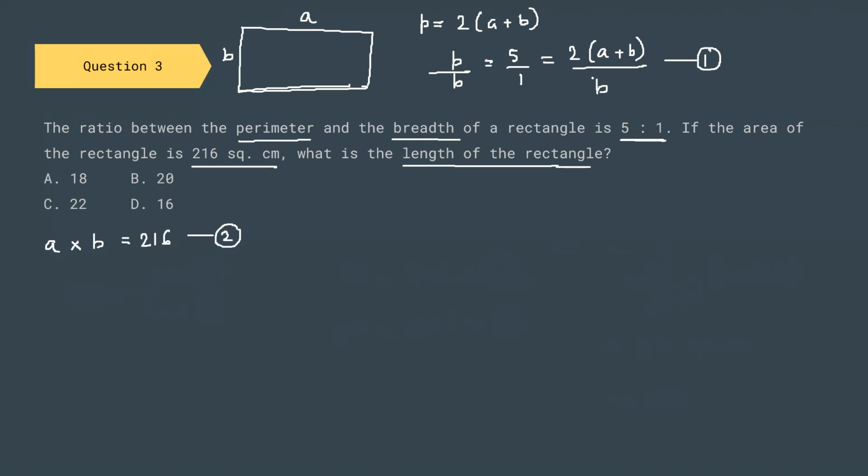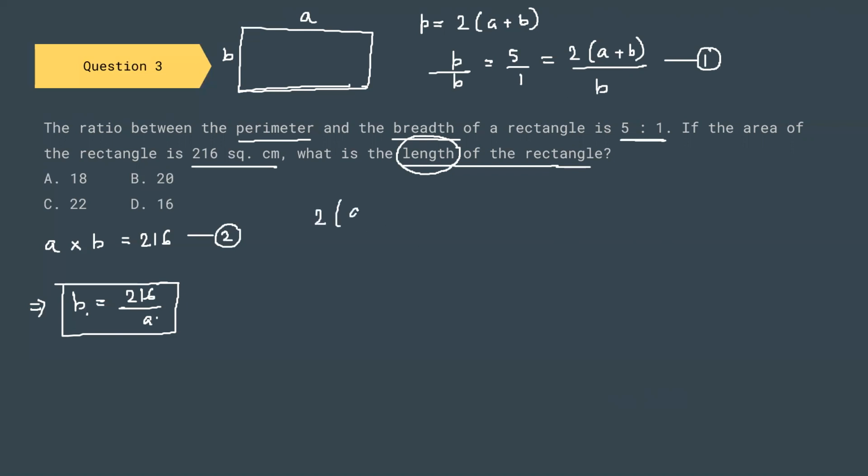Now we have two simultaneous equations. We have to find out the value of A and B. Actually, we just have to find the value of A. So we are not bothered with the value of B. So what I'm going to do is write B in terms of A. So B equal to 216 by A. If we had to find out the breadth, or the value of B, we should have written A in terms of B. As we are finding the value of A, we have written B in terms of A. And then we will simplify this equation.